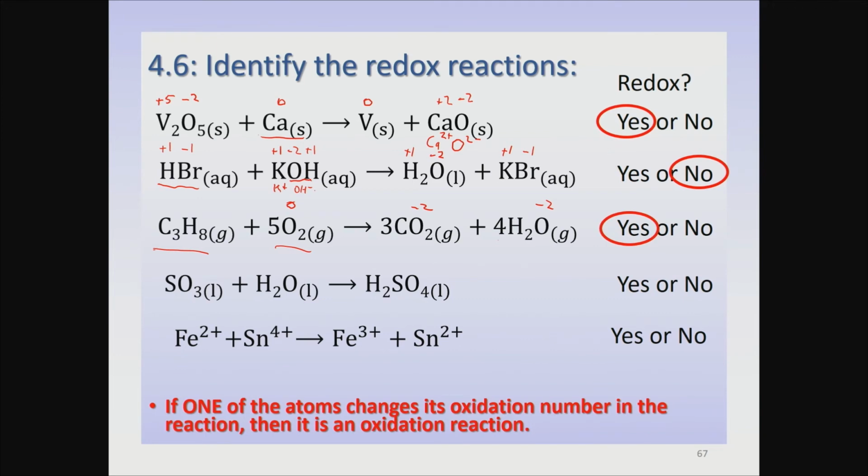We'll move on to the next one. In the next equation, we have sulfur trioxide reacting with water to produce sulfuric acid. Is this a redox reaction? Do I see any free elements in this reaction I can check first? No, I do not. Do I see any metals that I can check next? No, I do not. Do I see any polyatomic ions that are found on both sides of the equation? No. I see sulfate on the product side, but I don't see sulfate on the reactant side. So what you have to do is check the individual oxidation numbers.